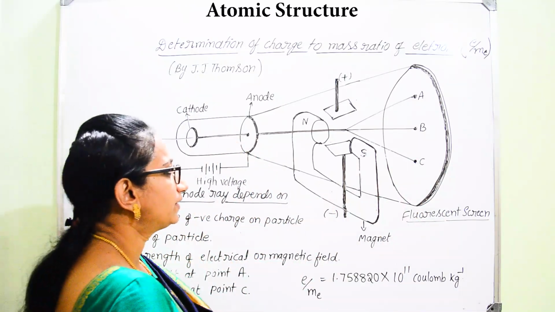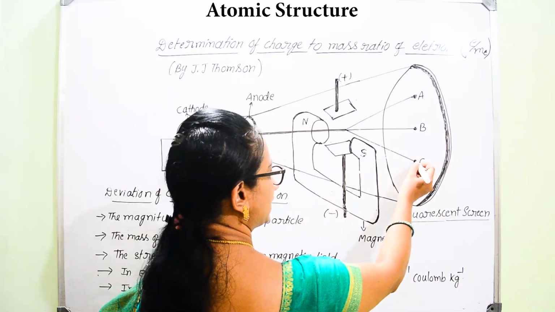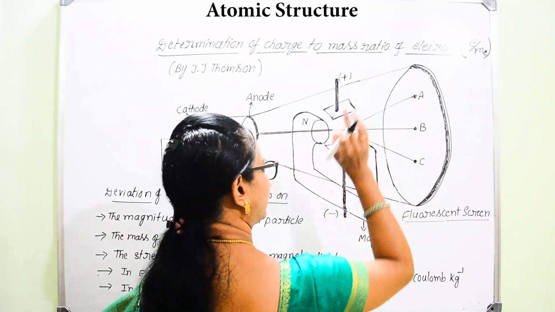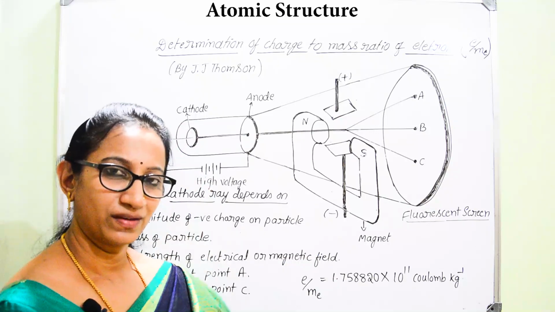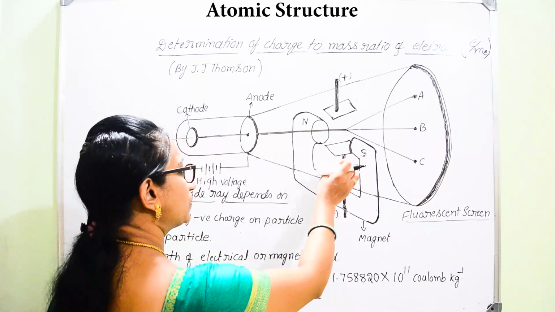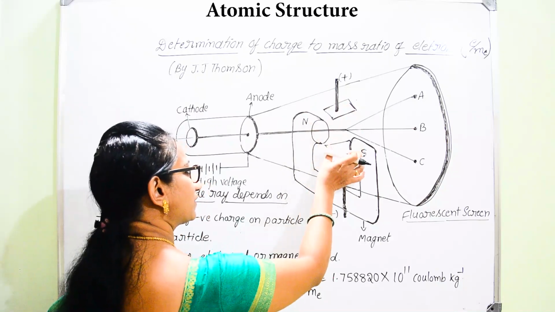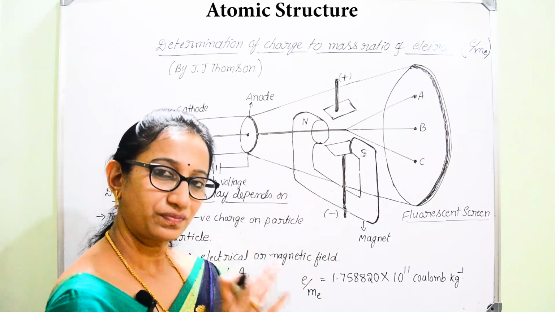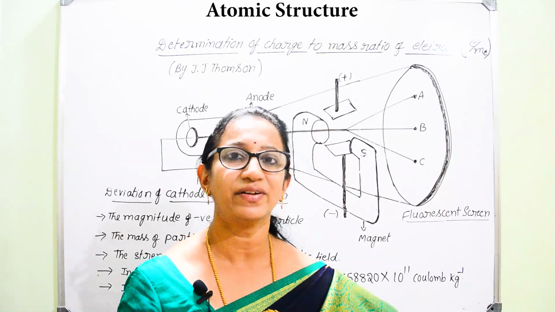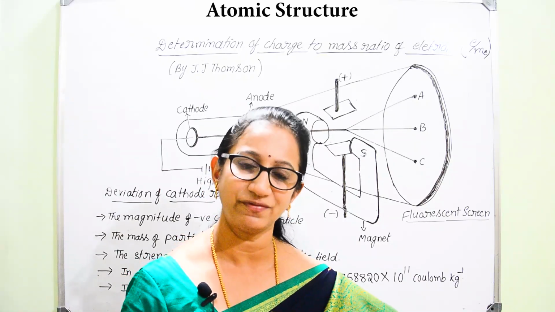So here the deflection point is exactly at C in the presence of magnetic field, and A in the presence of only electric field. Now in the very next step, he will apply both electric field as well as magnetic field. Now he can change the strength of the electric field, and even the strength of the magnetic field.